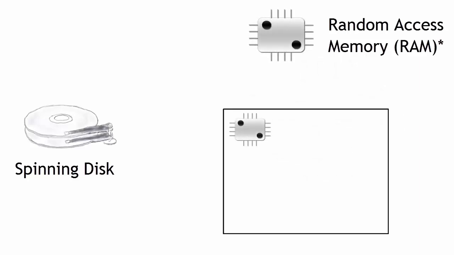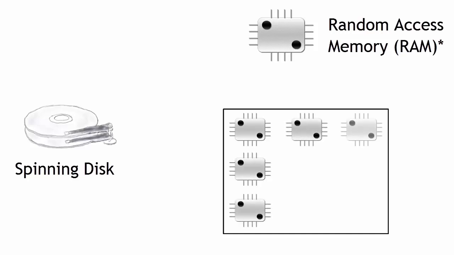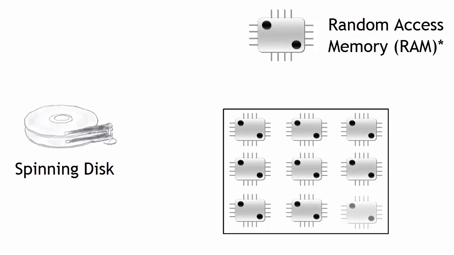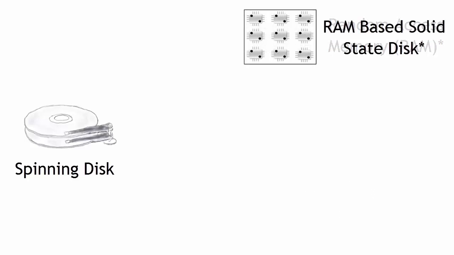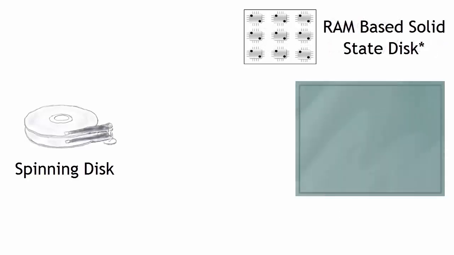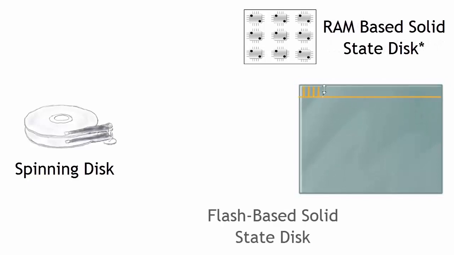Now we're going to take these RAM components, we're going to lay them into a disk format, typically a 2.5-inch disk, and we're going to call it now a hard drive made out of RAM. We're going to talk about the benefits, pros and cons about it later, but this is a RAM-based solid-state disk.